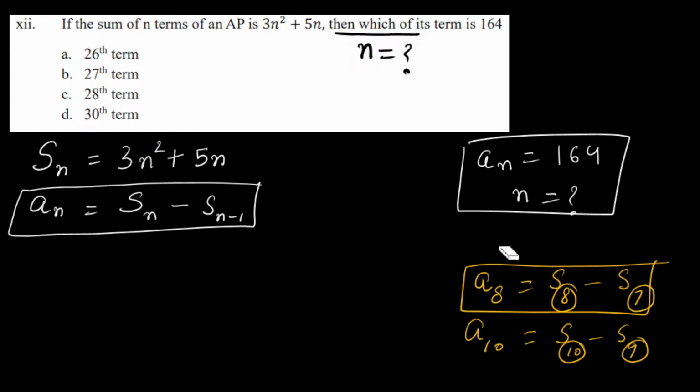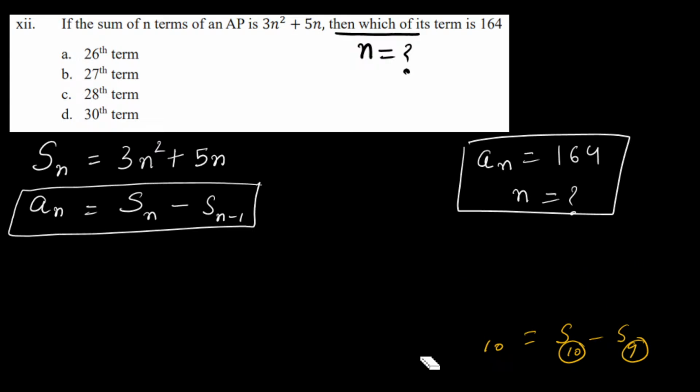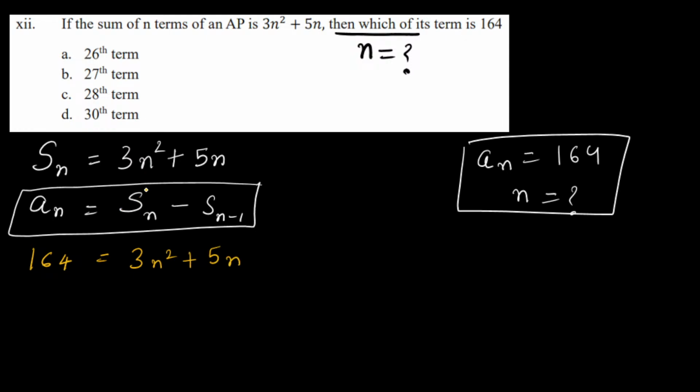Now an is actually given to us. We have to find the value of n. So in this formula I'll just do the substitutions. First of all, Sn we already know, and an also we know. an is 164, because this is the given thing. Sn is given to us as 3n square plus 5n. So I am just substituting the value of Sn.